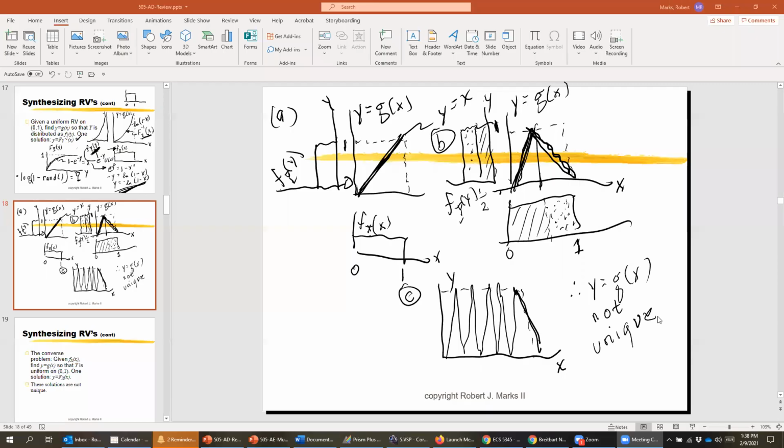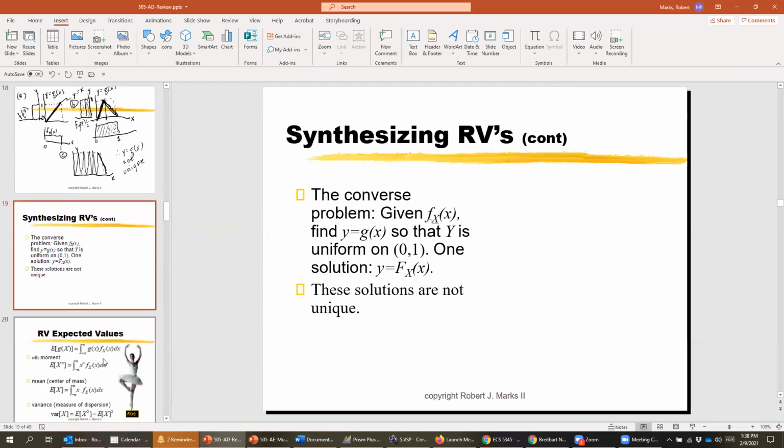Okay, great. Any other questions? Okay, we have a few minutes left. Let's go ahead and plow ahead and talk about the next topic, which is synthesizing random variables from a different point of view.